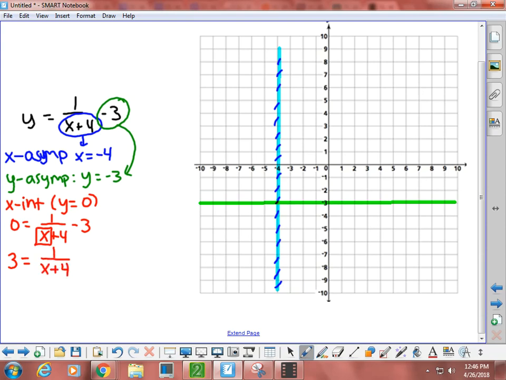So those of you that are really getting it now know that I can just flip-flop those. If you don't, go ahead and just move it to the other side and multiply. So x plus 4 equals 1. Go ahead and distribute. 3x plus 12 equals 1. Subtract, and I get 3x equals negative 11. And that's negative 11 thirds. So I would just punch that into your calculator. But what I know is that's going to be about negative 4.